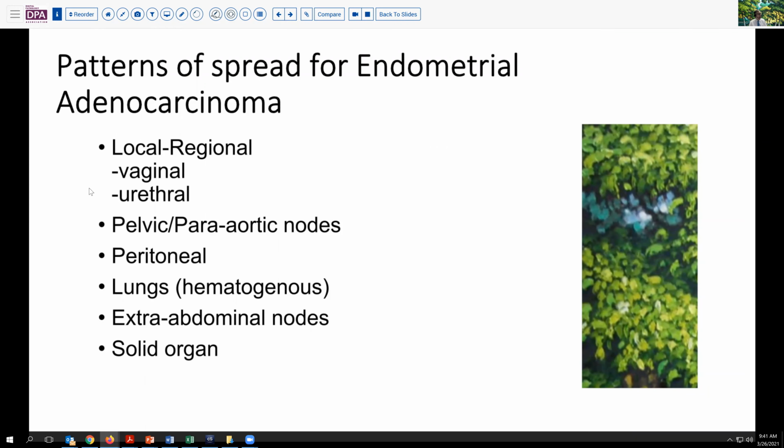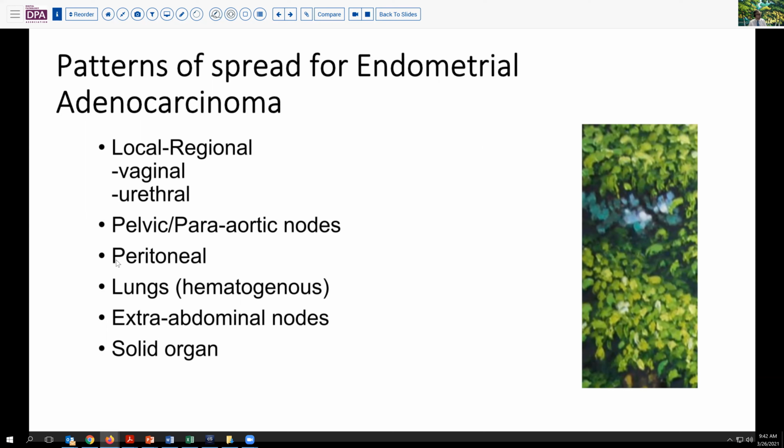Well, the most common circumstance is local regional. And so we see several cases every year where, at the beginning of the operation, a vaginal or periurethral spread is noted and the procedure is aborted pending some neoadjuvant treatment. Spread to pelvic and periaortic nodes is very frequent, and hence the importance of doing proper staging. Most of these cases will involve lymph node staging, either by a sentinel procedure or lymphadenectomy.